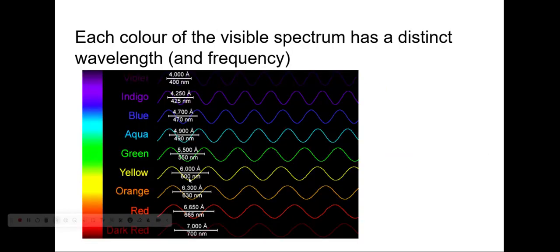Okay, another graphic showing the different wavelengths for the different colors within our visible color spectrum. Notice violet, faster frequency, shorter wavelength, and down towards the reds, longer wavelength, smaller frequency.